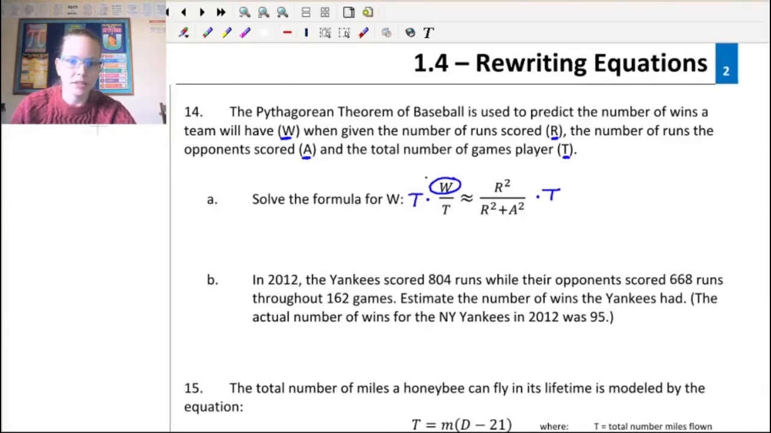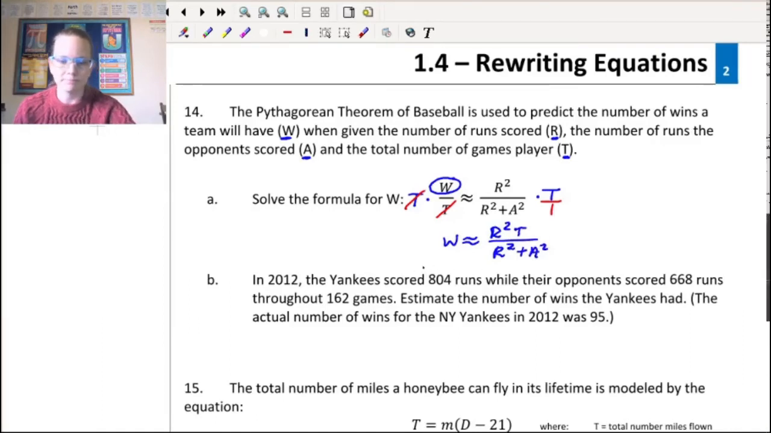That means the T's on the left side cancel out. On the right side, you can think of this as T over 1 to be able to multiply it as a fraction multiplication, which essentially means T and R squared end up on the top, and the 1 will multiply to the bottom, which doesn't change the bottom at all. So then W is approximately equal to R squared times T, or you can write it as T R squared, doesn't really matter which way, and on the bottom R squared plus A squared.